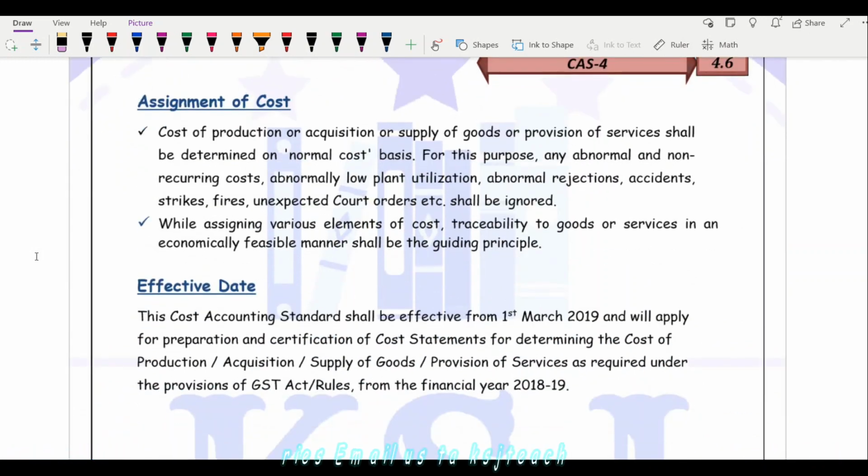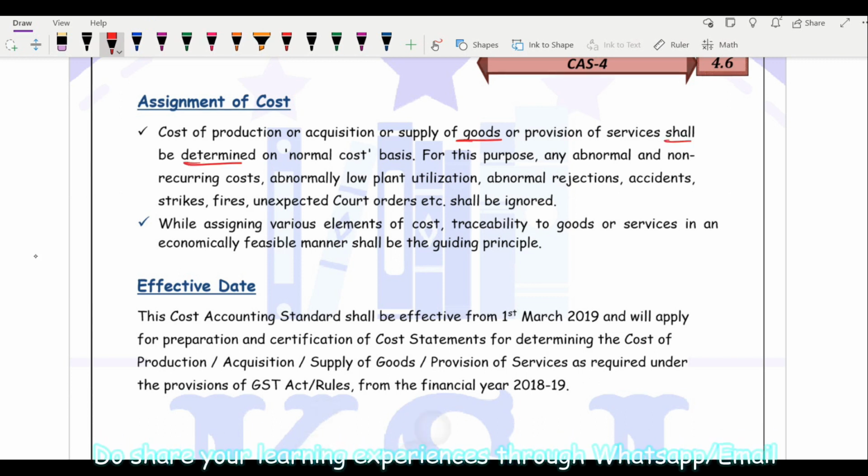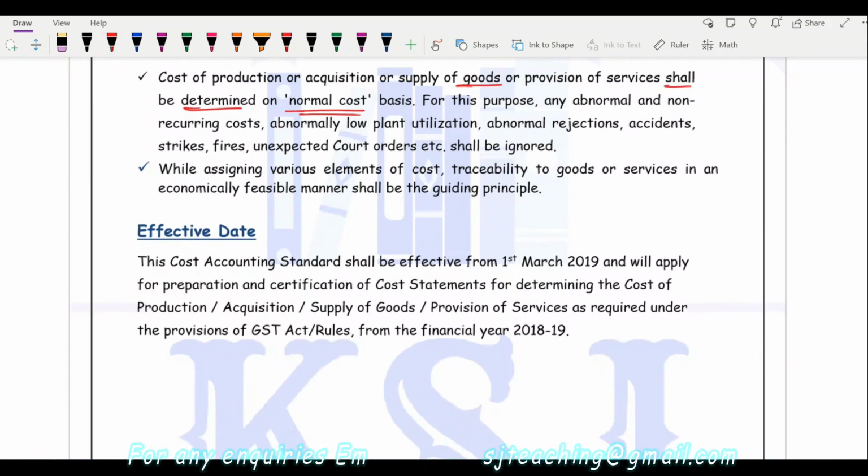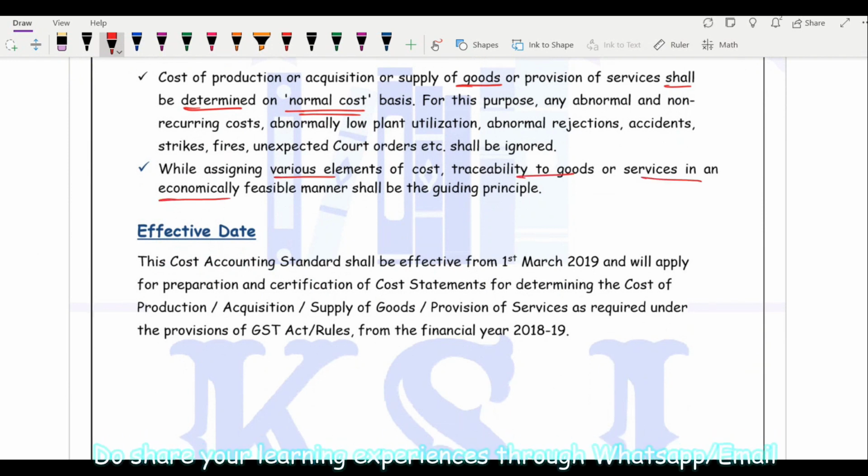Then is the assignment of cost. The cost of production or acquisition or the supply of goods or provision of services shall be determined on the normal cost basis, right? That means if there is any abnormal cost, that should not form part of this cost of production or acquisition or supply, because that will directly go to your costing profit and loss account, okay?